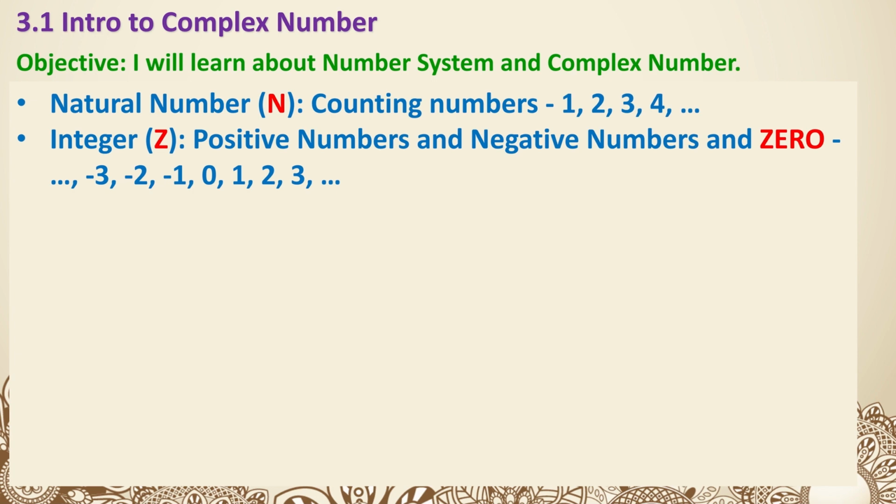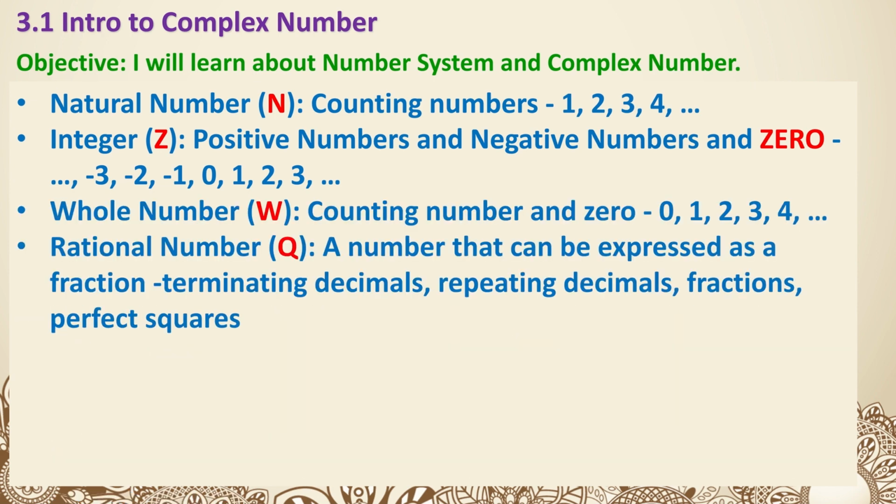Integer, that's natural number, and their negative counterparts and a 0. So positive number, negative number, and 0. For example, -3, -2, -1, 0, 1, 2, 3. Next, whole number, we have W. Whole number is actually a part of the integer. Whole number is just no negative numbers, counting number and 0.